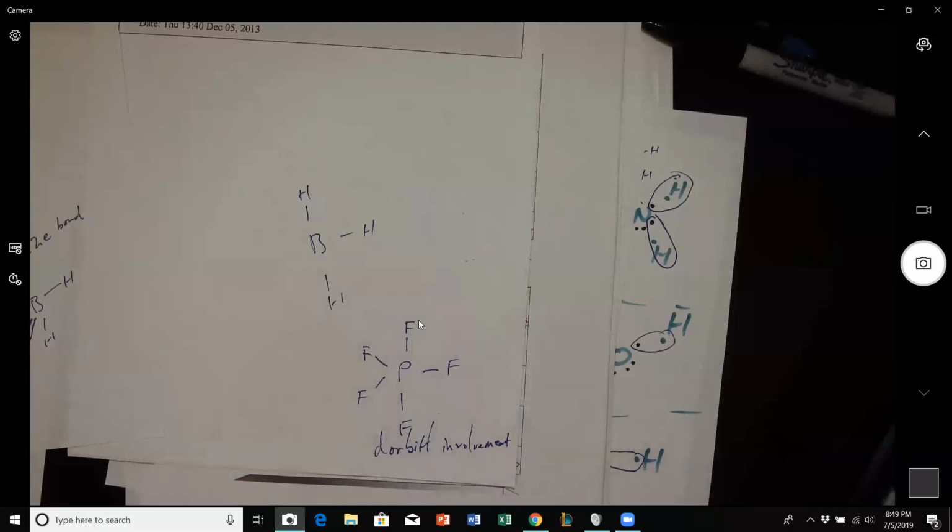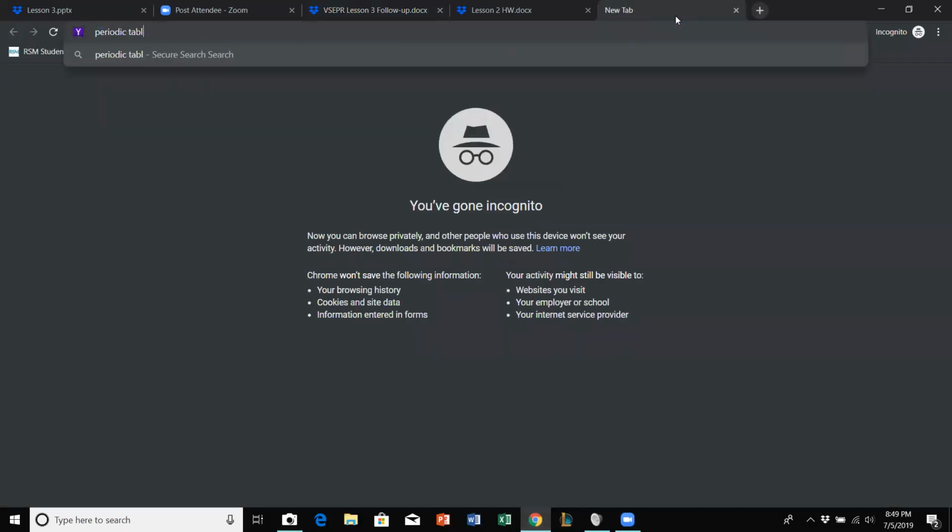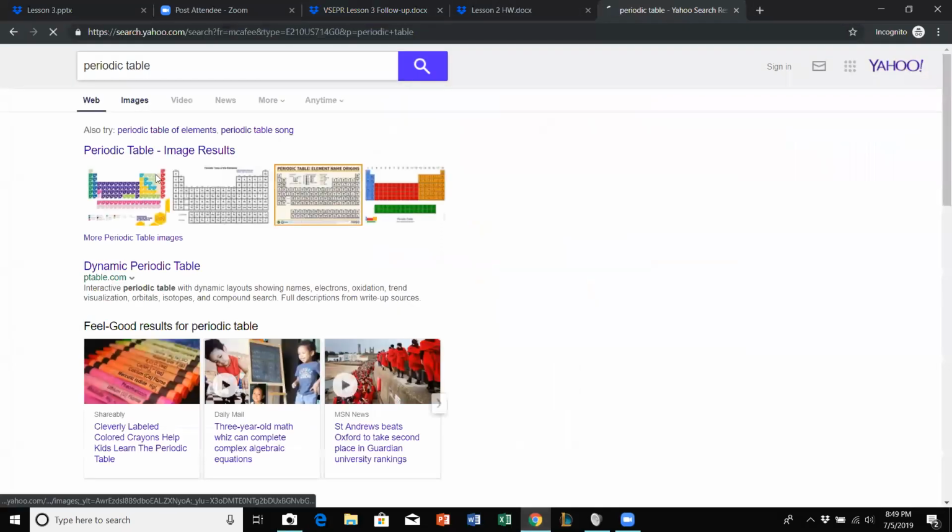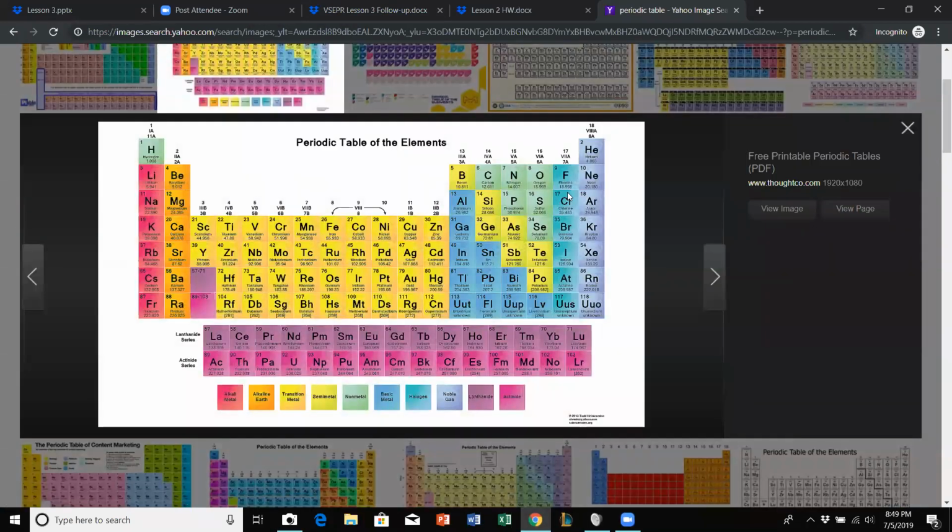However, computational studies suggest that this is not true. If you want, I can show you a nice paper explaining this expanded octet. But just don't worry about it for now. Just note that elements on row number 3 of the periodic table, so let me show you, from here and below, you can have more than the octet rule.